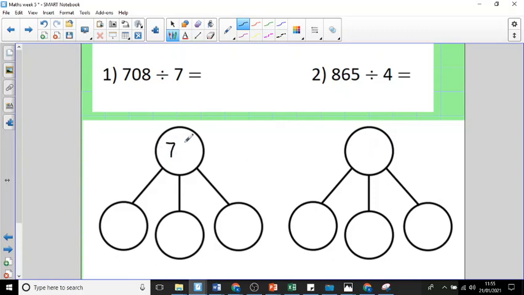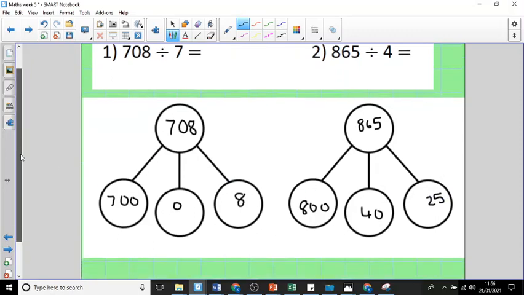Okay, so we should have had 708 at the top. Using my knowledge of sevens, I would be definitely putting 700 in here. Then I would be thinking, well, there's nothing there, and we've got 8 over here. Over here then, dividing by 4, so we've got 865. I'd probably be partitioning this one with 800, 40 and 25. You could have done it differently, and it doesn't mean you'll get the wrong answer. So if you did it differently, don't worry.